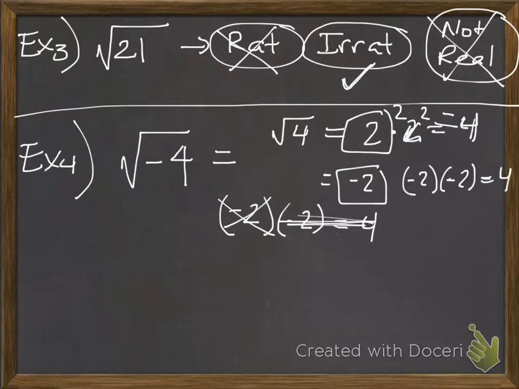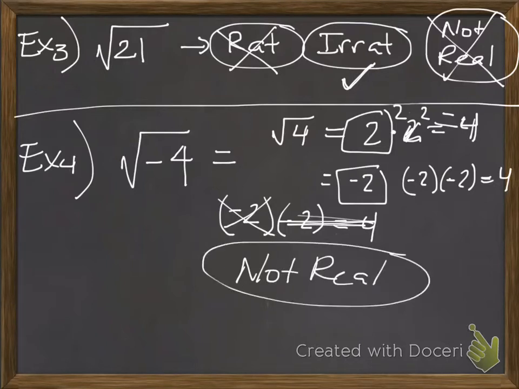So what kind of number exists that when you multiply it by itself will give you a negative number? Well, there's no such real number that exists. So therefore, this number is not real. When you get into Algebra 2, possibly Algebra 1, they call these numbers imaginary. So the square root of negative 4, in fact the square root of any negative number, is an imaginary number or a not real number.